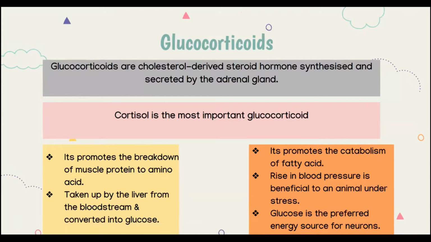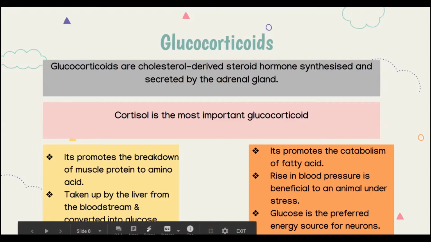So I will explain about glucocorticoids. So what is it actually? They are cholesterol-derived steroid hormones synthesized and secreted by the adrenal gland. Cortisol is the most important glucocorticoid. One of its functions is to promote the breakdown of muscle protein to amino acids, which will be taken out by the liver from the bloodstream and then converted into glucose.